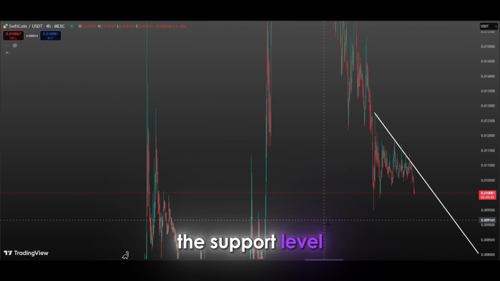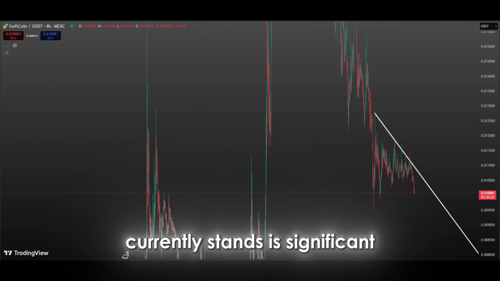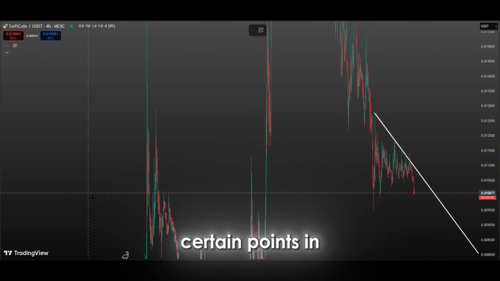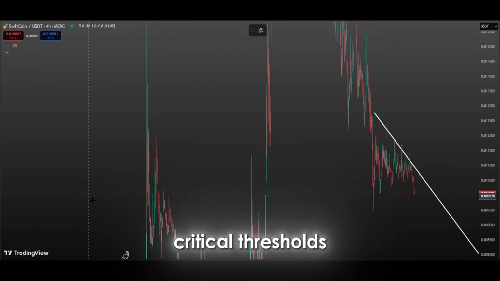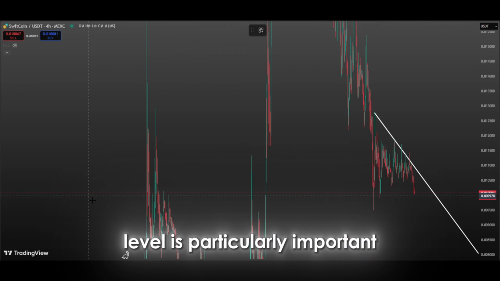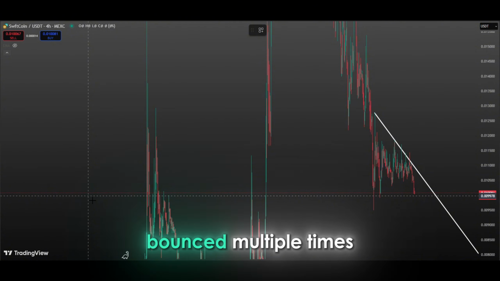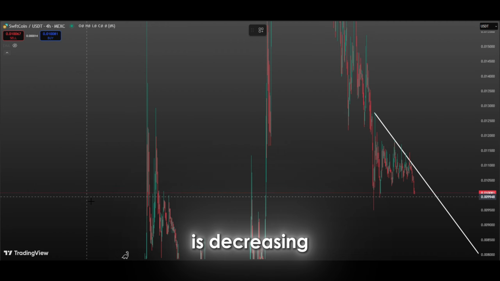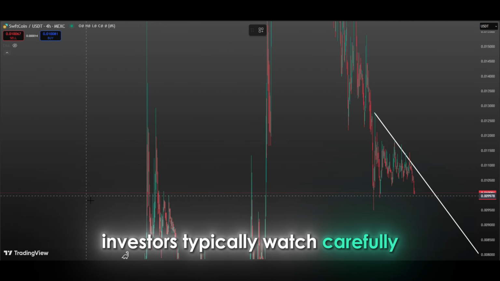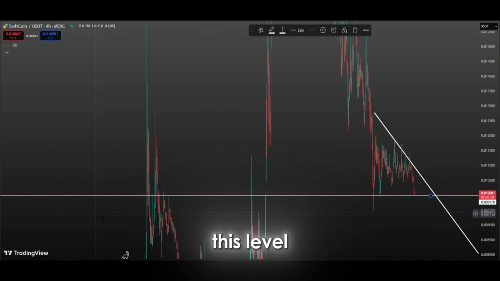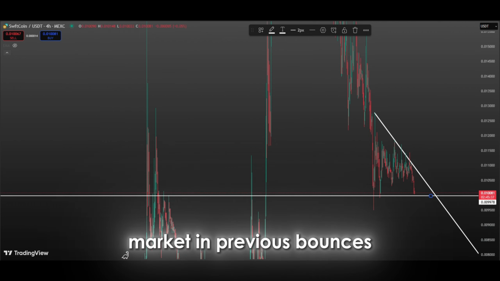Keep watching. The support level where the price currently stands is significant not only technically, but also psychologically. There are always certain points in the market that serve as critical thresholds for investors. This level is particularly important because it's an area where the price has previously bounced multiple times, indicating that buyers are active and selling pressure is decreasing. When the price approaches such levels, investors typically watch carefully to see whether the price will break through or bounce off this level in order to determine the future direction of the market.